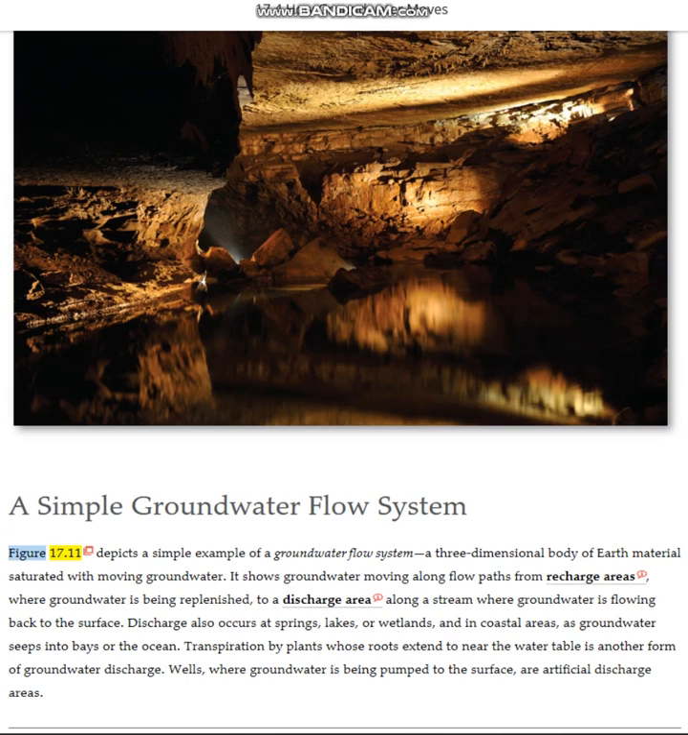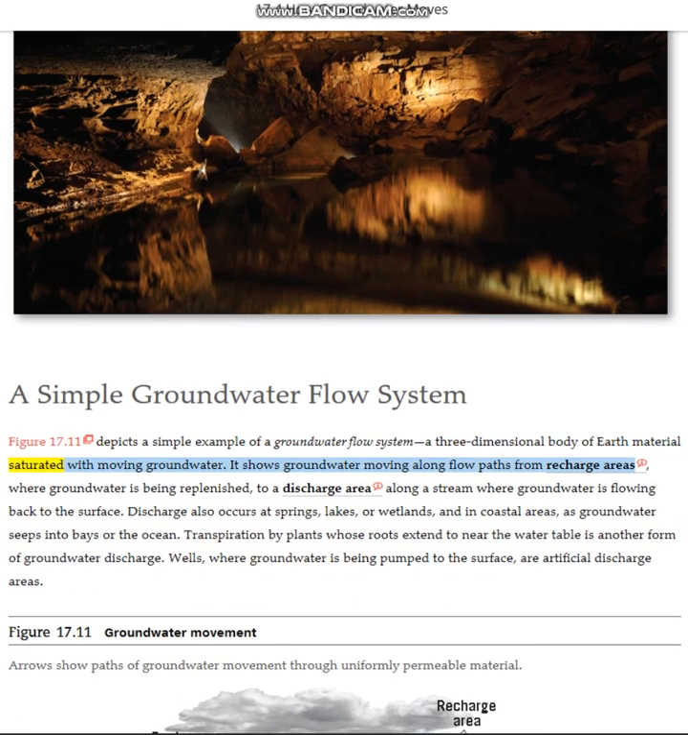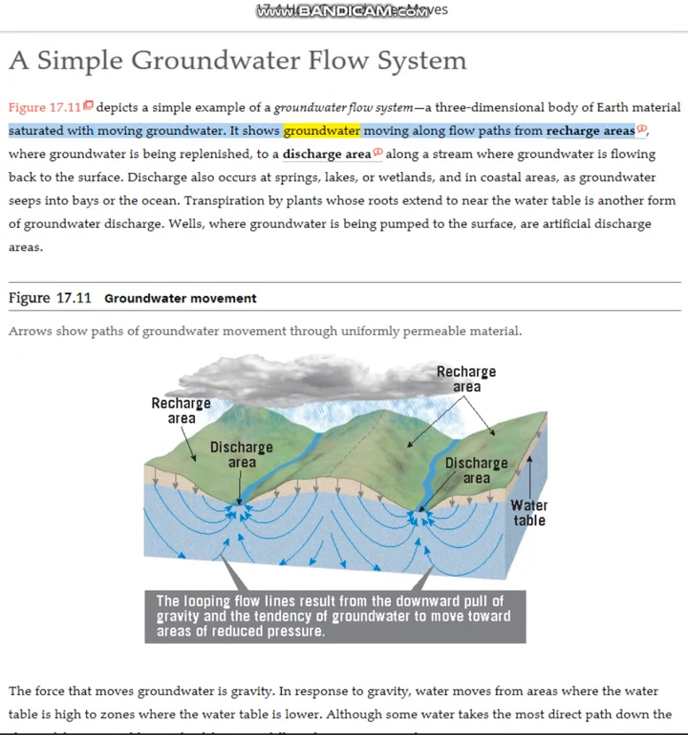Figure 17.11 depicts a simple example of a groundwater flow system, a three-dimensional body of earth material saturated with moving groundwater. It shows groundwater moving along flow paths from recharge areas, where groundwater is being replenished, to a discharge area along a stream where groundwater is flowing back to the surface. Discharge also occurs at springs, lakes, or wetlands, and in coastal areas, as groundwater seeps into bays or the ocean. Transpiration by plants whose roots extend to near the water table is another form of groundwater discharge. Wells, where groundwater is being pumped to the surface, are artificial discharge areas.